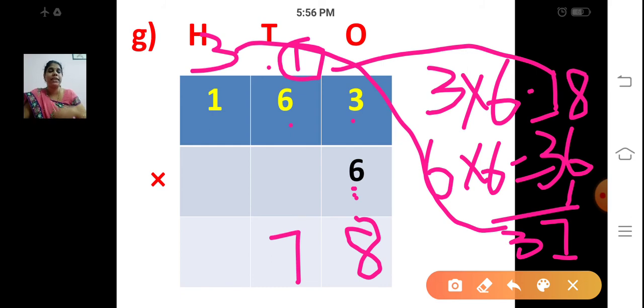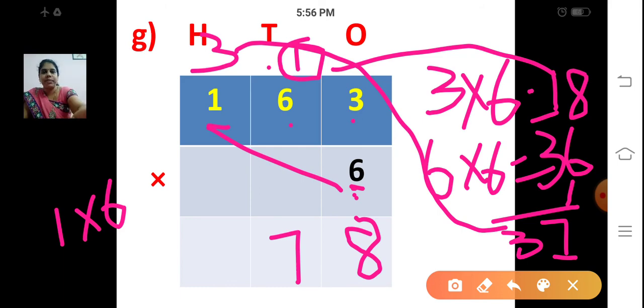Now let's multiply the digit at the hundreds place by 6. So, last step is 1 6s are. We are going to multiply these two. 1 6s are 6. With this 6, add 3 more. You have to add the carried over part. 6 plus 3. 6, after 6, 7, 8, 9.